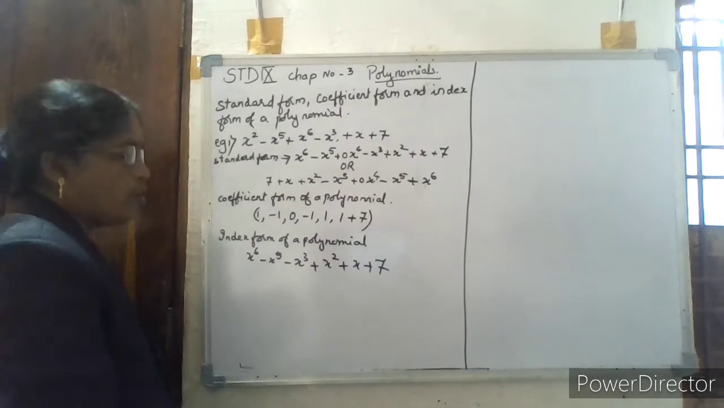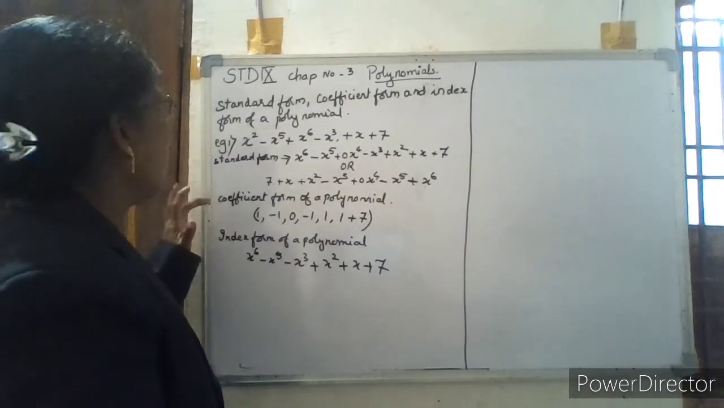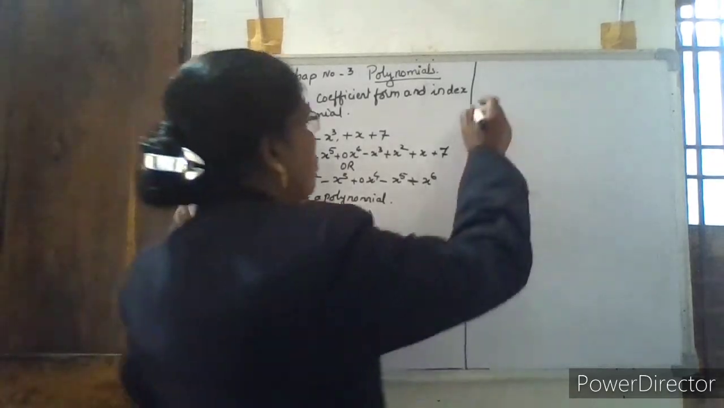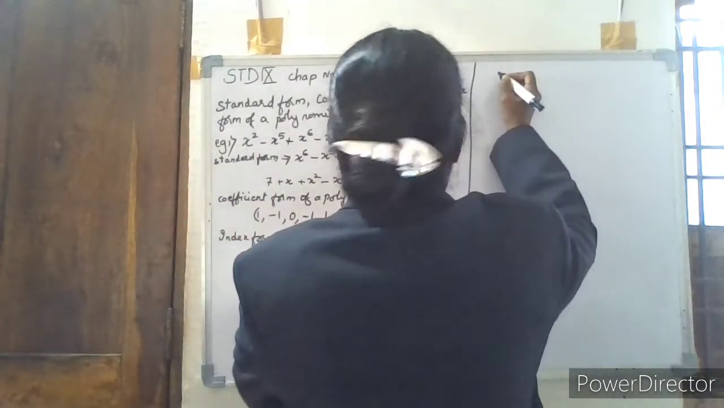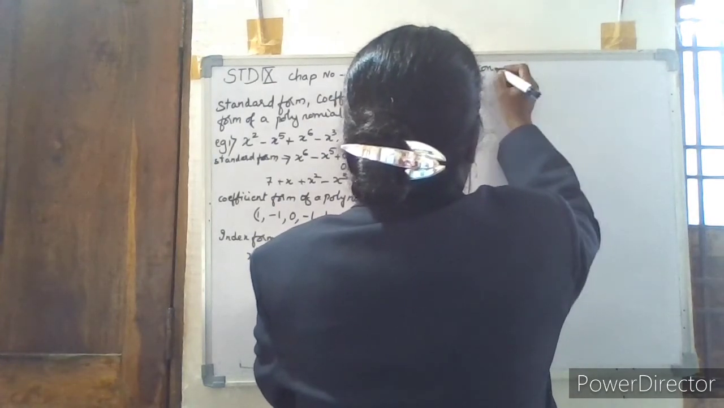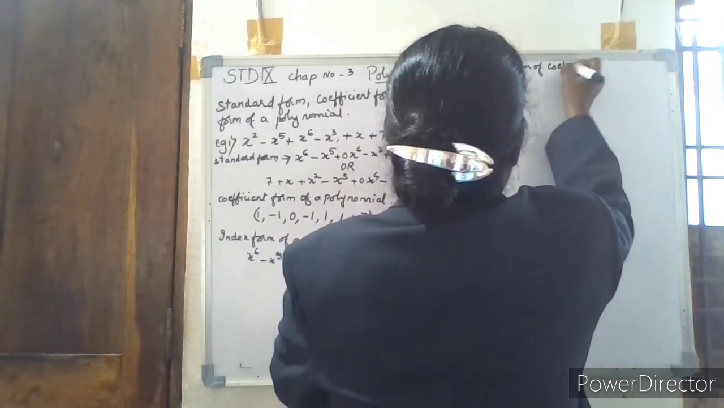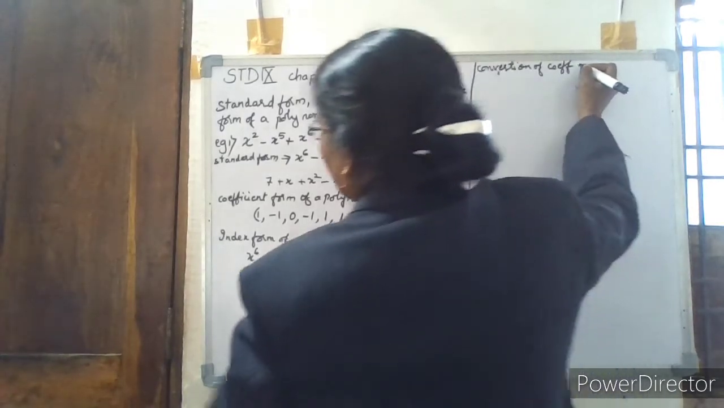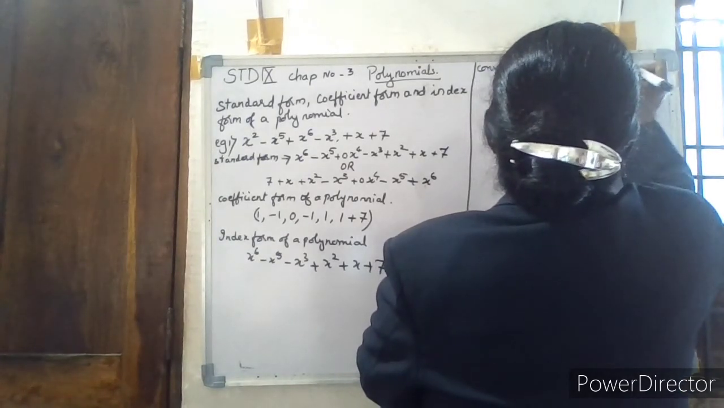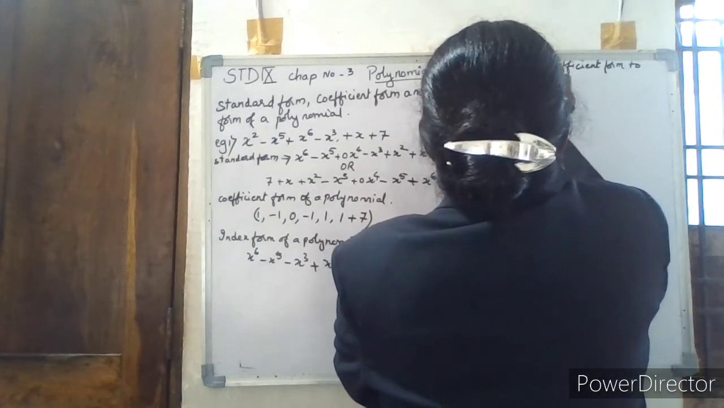Now we will learn how, if a coefficient form is given, to convert a coefficient form to index form, and index form to coefficient form. So, conversion of the coefficient form of a polynomial to the index form of a polynomial.